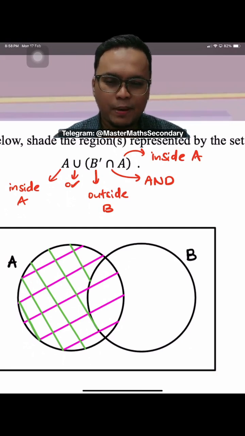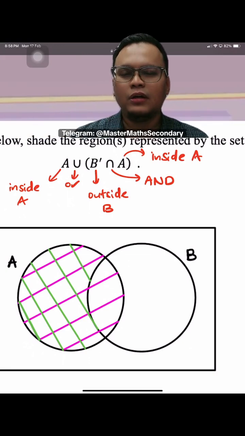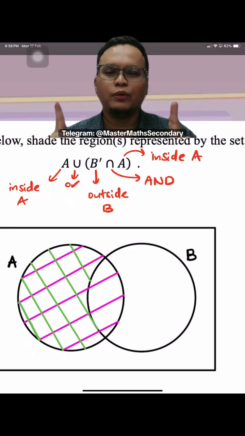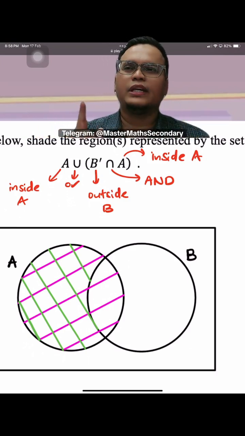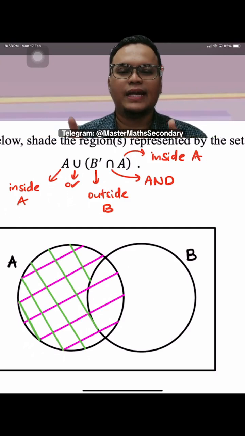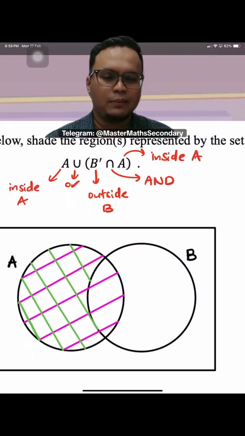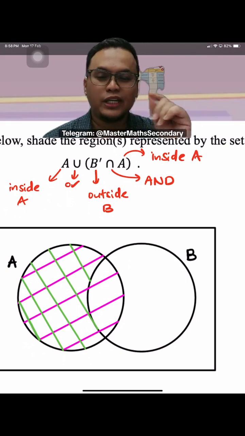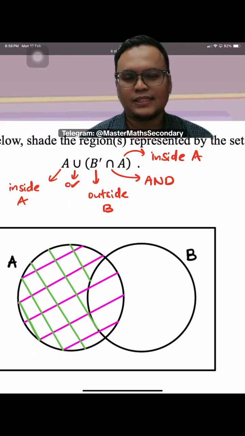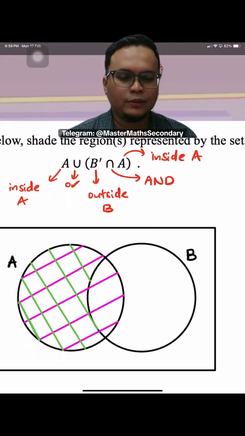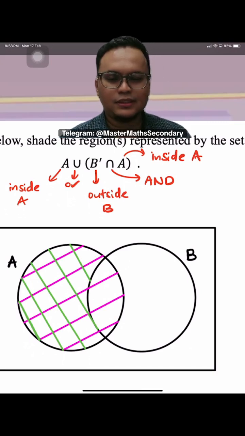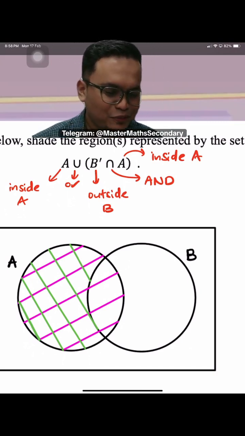So just remember that union translates to an or. When you see A or B, as long as they fulfill one of the conditions, it is fine. But for intersection, we're looking at and. Both conditions must be met before you can accept them as a member, to shade them, or to accept them as an element of that set. Okay, so this is the last math question. Let's move on to the next question.